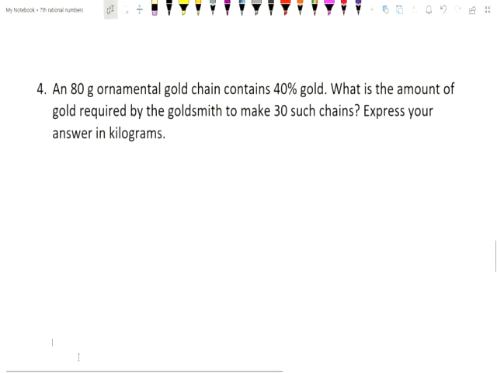An 80-gram ornamental gold chain contains 40% gold. How many percent? 40% of gold is there. What is the amount of gold? We need to find out the amount of gold required by the goldsmith to make 30 such chains. Express your answer in kilograms. We should write the answer in kilograms. So see the solution.